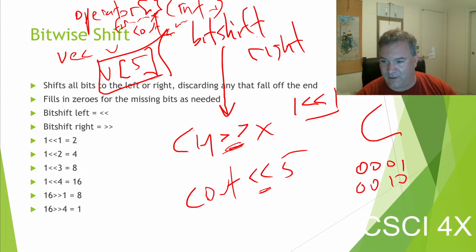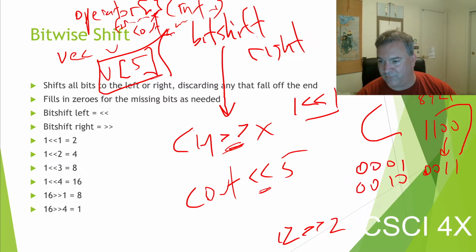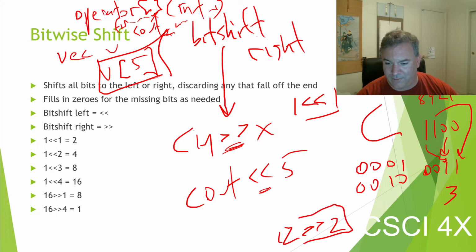So if I have 1100 and I right shift it, so what is this? 8 plus 4 plus 2 plus 1, this is 12. So if I take 12 and I right shift it twice, then this turns into 0011, right? So this bit travels 2 to the right, that bit travels 2 to the right, and so I've got 3. So right shifting by 2 is the same thing as dividing by 4.